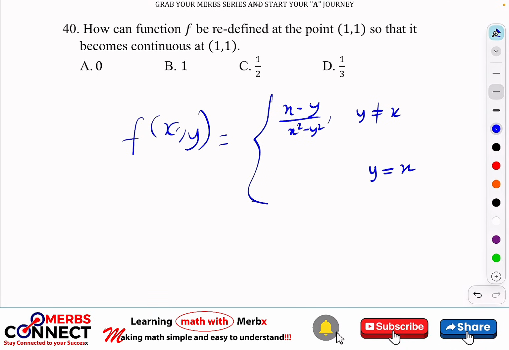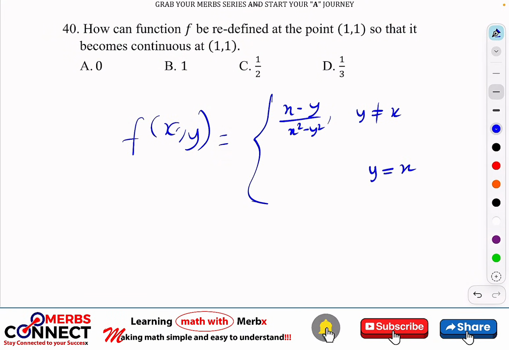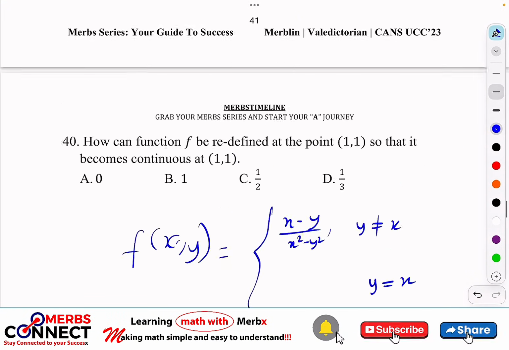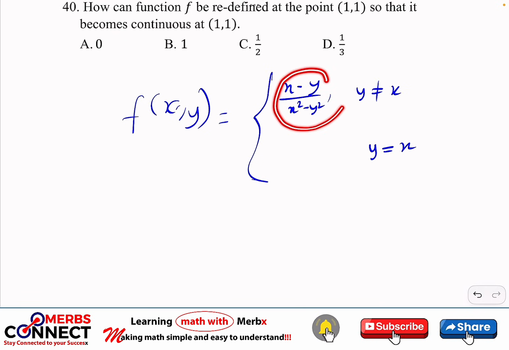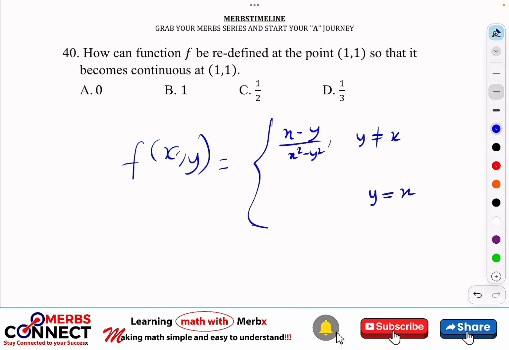So we want to redefine the function such that this and this are the same, like when I do direct substitution. But remember, anytime we have this, it means that we need to talk about the limit. And when we found the limit, we saw that the limit gave us 1 over 2. So when we work on the limit at the point 1, 1, this is going to give us 1 over 2.